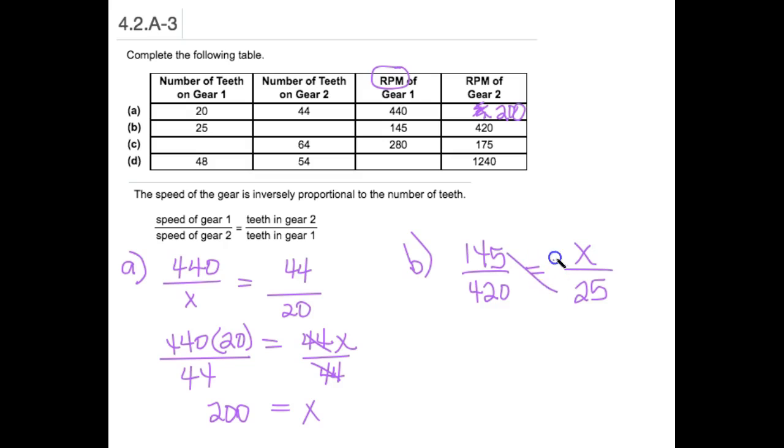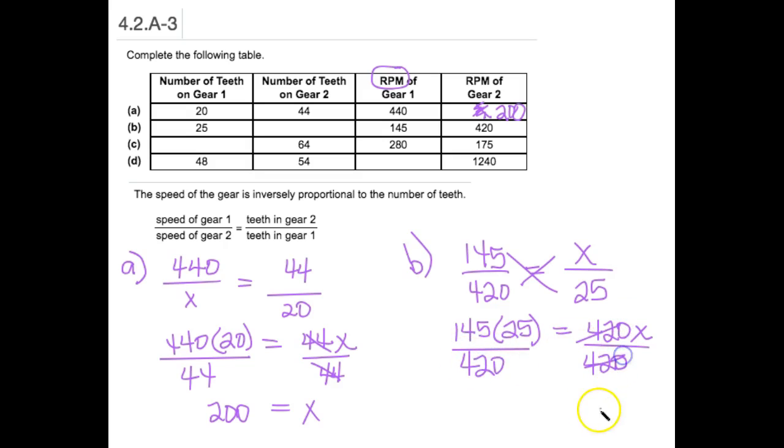And then same thing, we're going to cross multiply to solve it. So 145 times 25 equals 420x. And then divide by the 420 on both sides. That way the 420s cancel out and you get x by itself.